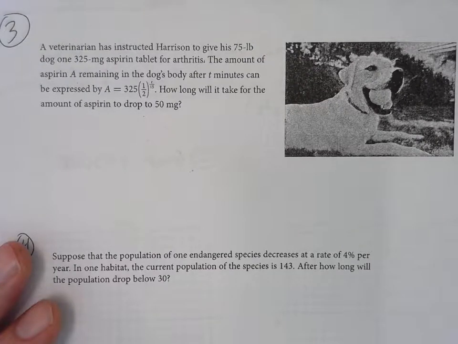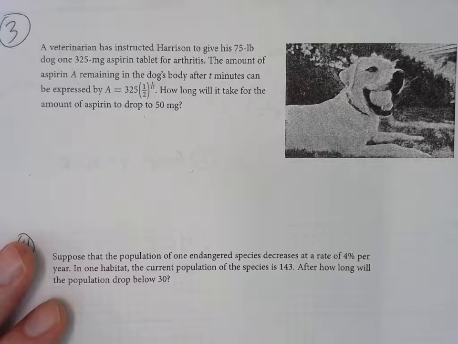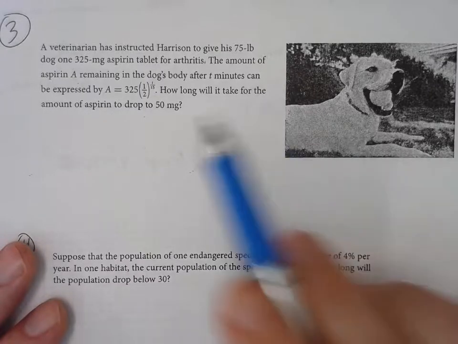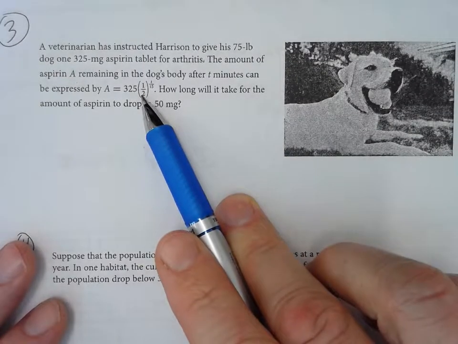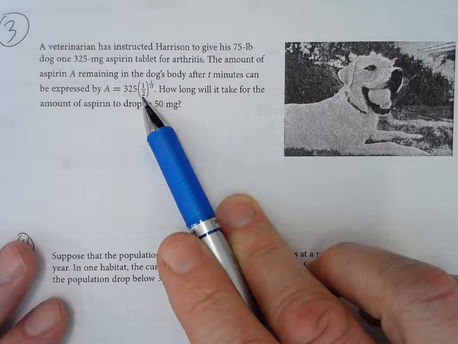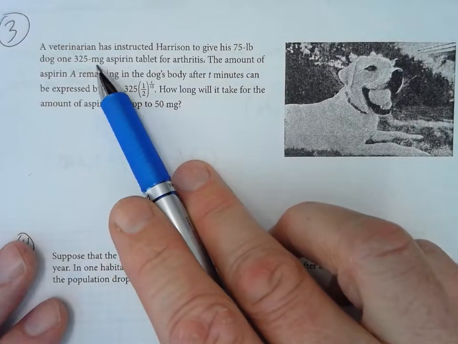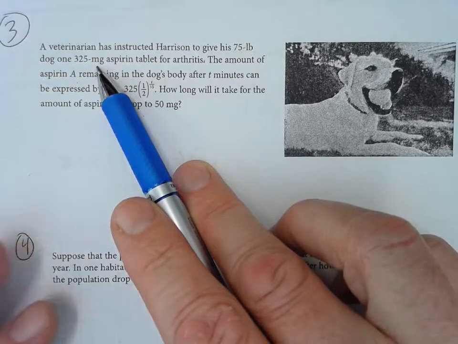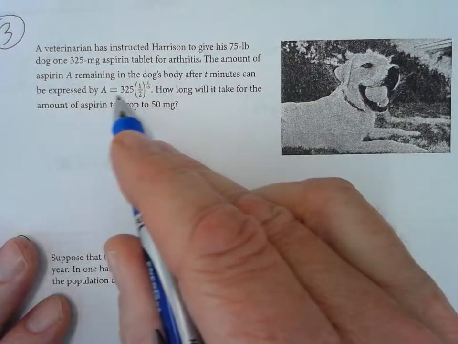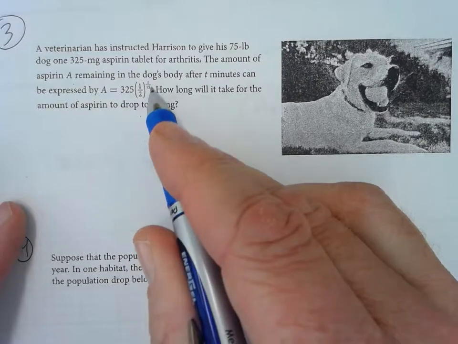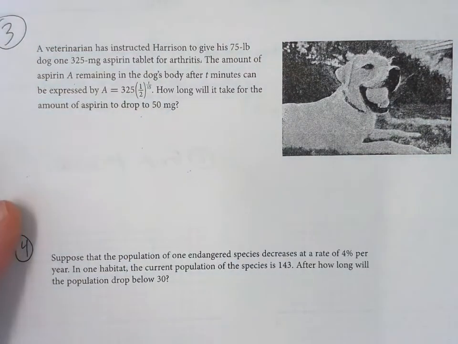All right, this worksheet covers various exponential decay problems, so b will always be less than 1, and there's my b right there. It's a half, so we're cutting something in half. We're cutting 325 milligrams of aspirin in half. So my equation is amount equals 325 times 1/2 to the t over 15.